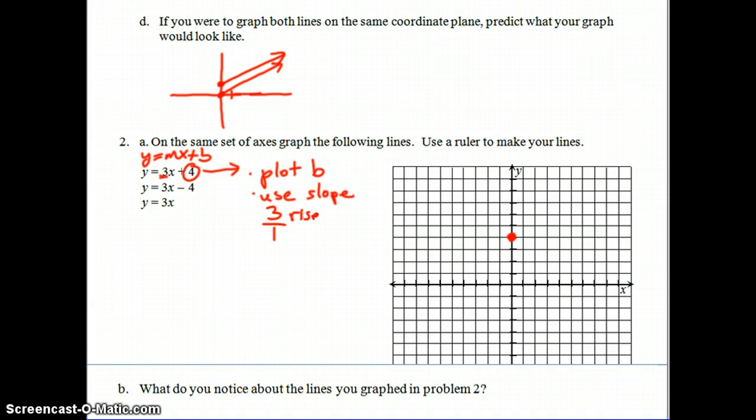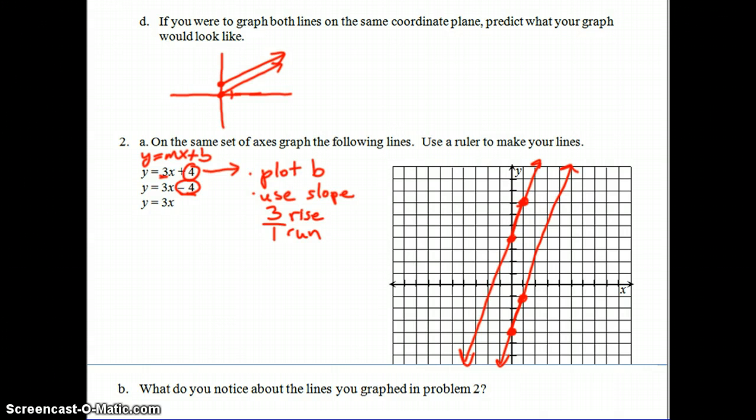So from the y-intercept, we're going to rise 3, 1, 2, 3, and we're going to run 1 to the right. And we can plot our second point. Okay, once we have our 2 points, we could draw our line through the 2 points. Alright, similar with this second line, now our b is -4, so we're going to go down to -4, plot that point. The slope is the same, so we're going to rise 3 and run 1. Okay, and then we can draw our line.